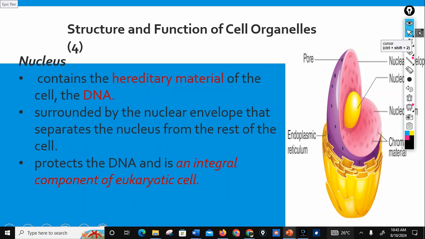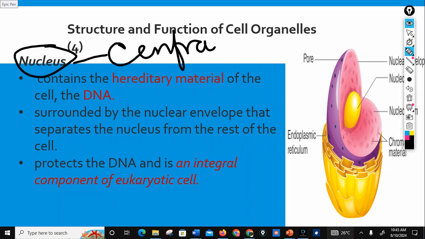The next one is the nucleus. All right. So this is the most important organelle of the cell, the nucleus. In fact, the word nucleus means central, or core. If I say it is core, it means it is very important. That's why it's centrally located, because it controls all activities of the cell.